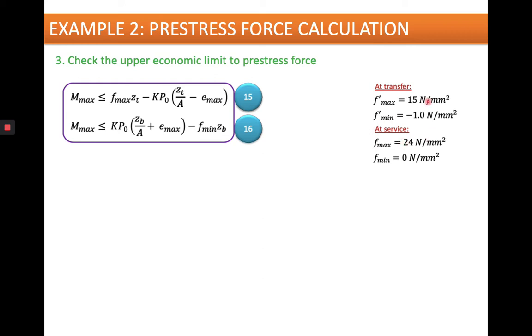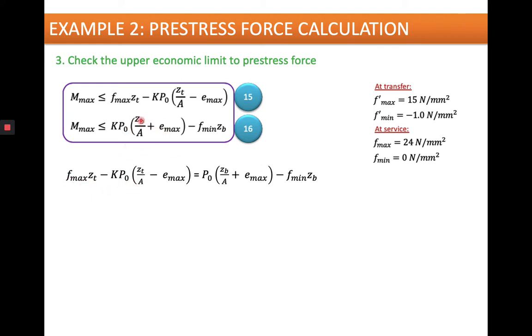So you can see here again, we are going to use the same limit that we have calculated earlier. And here we are going to consider the moment maximum equations, which are equation 15 and also equation 16. These two equations are to determine which pre-stress force will give us the most economical design. So we are going to equalize these two equations together in order to get one P naught equation.